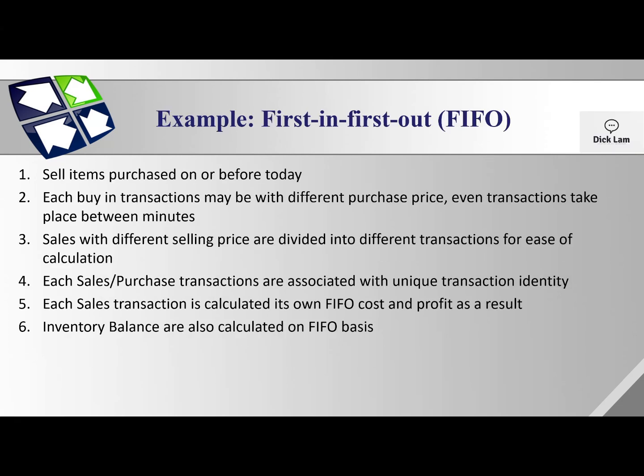This case is about stock trading, based on FIFO for profit and loss tracking. First of all, we sell items purchased on or before today, and each buy-in transaction may have a different purchase price, even for transactions taking place within minutes. Sales with different selling prices are divided into different transactions for ease of calculation. Each sales or purchase transaction is associated with a unique transaction identity. Each sales transaction has its own FIFO cost and profit calculated as a result. The inventory balance is also calculated on a FIFO basis.